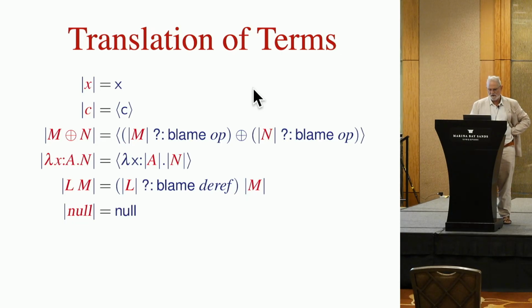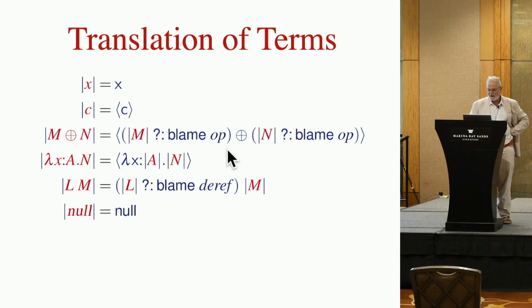This is very similar to translating a dynamically typed language into a gradually typed language. X just is X. A constant is the lift of that constant. M plus N, where plus is like, say, some primitive operator: just translate M, and then Elvis it with blame. So if this returns null, then we say, no, something went wrong. And if this returns null, something went wrong, and otherwise we'll get now a dropped, not in the question mark type, result of M and N, and then we can add them together. And then we lift the result to go back into a question mark type.